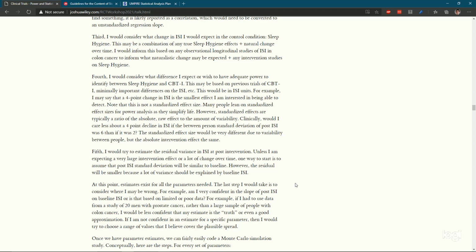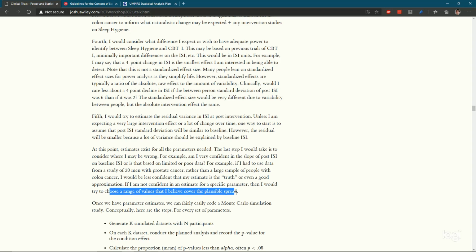If I'm not very confident in an estimate for a particular parameter, then what you can try to do is choose a range of values, a lower and an upper bound, or a most plausible and a conservative estimate. Right? Try to choose a range of values that cover a plausible spread for that parameter.